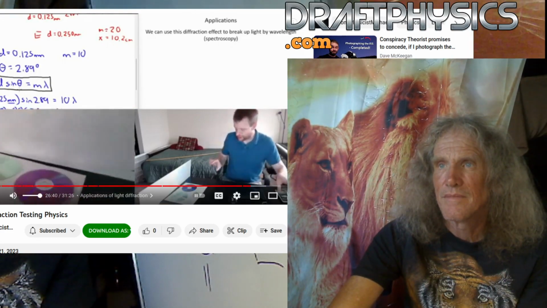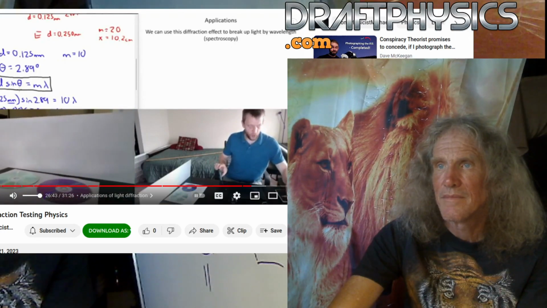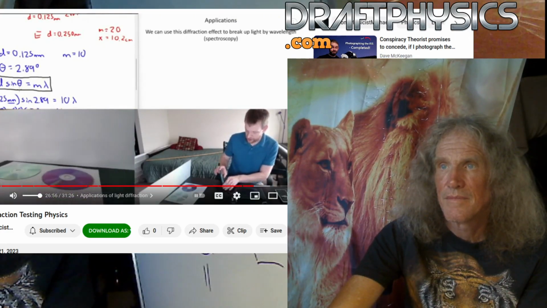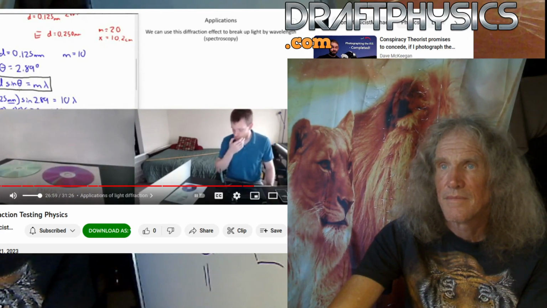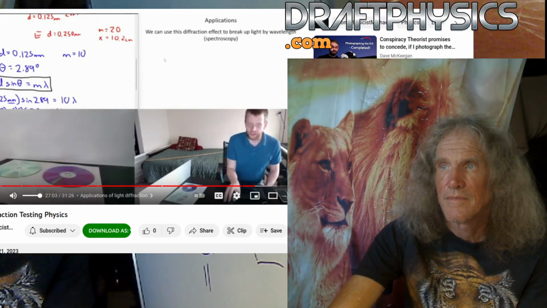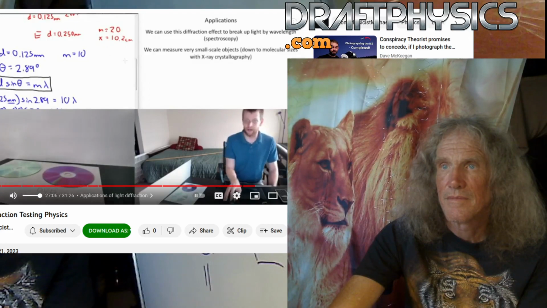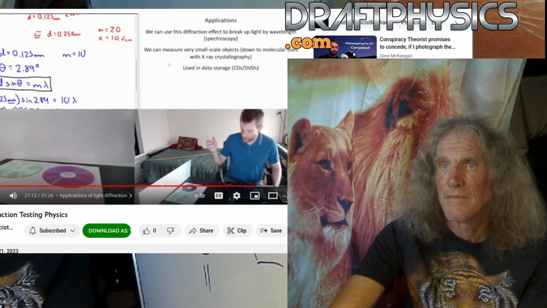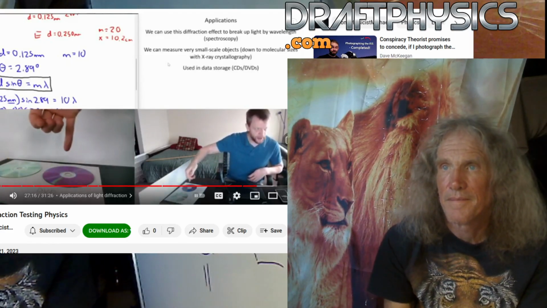Basically, it's a hugely applicable area of chemistry where we can identify chemicals by the different spectra that they produce and identify the properties of those materials. It's an extremely useful application for talking about how light and matter interact with each other. We can also use this to measure very, very small scale objects, down to molecular sizes, in the case of X-ray crystallography. So let's look at this particularly with a CD and a DVD.